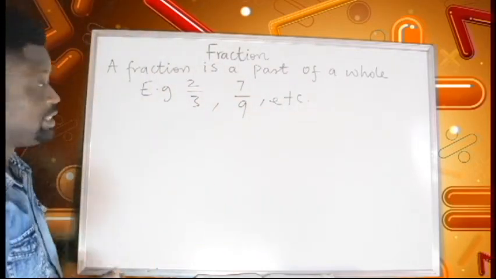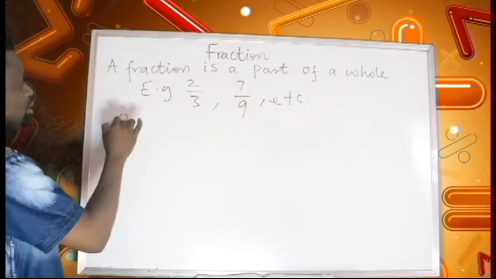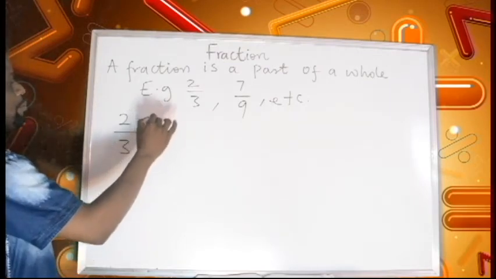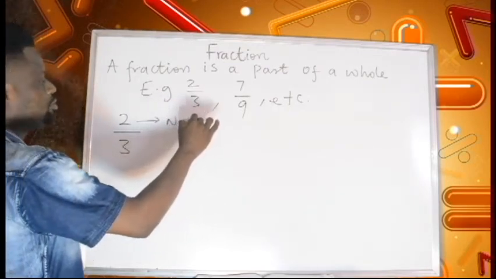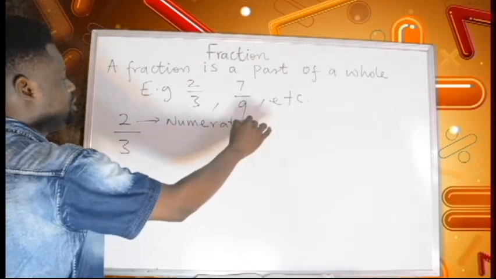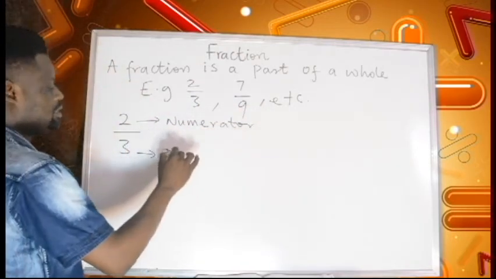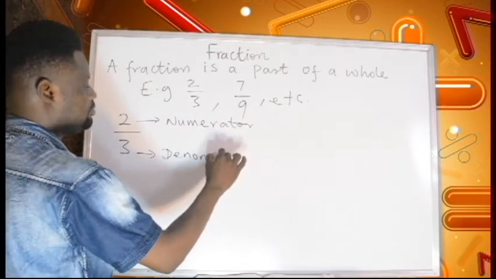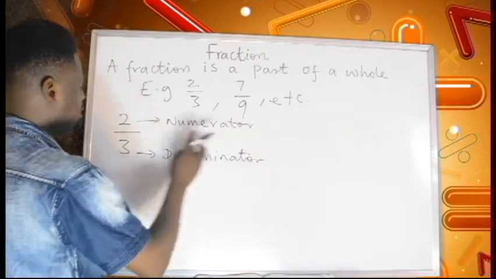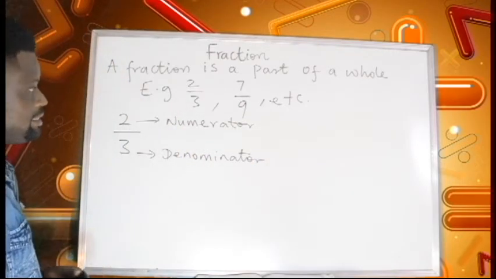Now, this fraction is divided into 2 parts. The up part is called the numerator. The down part is called the denominator. The line is called a dividing line.